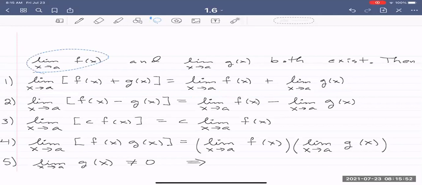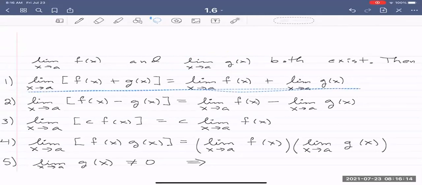But the limit as x approaches a of f of x was L, and the limit as x approaches a of g of x was m. I don't really need that because I'm not going to directly use the epsilons and deltas. So since I don't need to plug it into a formula, I won't use it. So first, the limit as x approaches a of f of x plus g of x is the limit as x approaches a of f of x plus the limit as x approaches a of g of x.